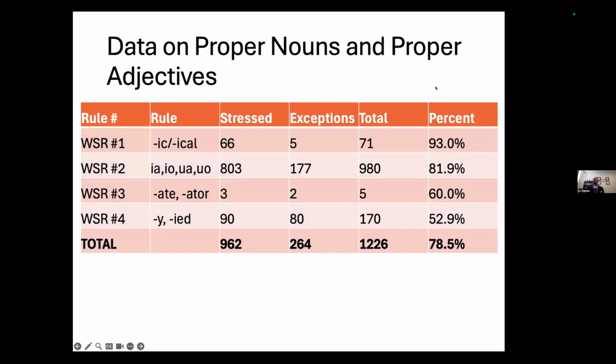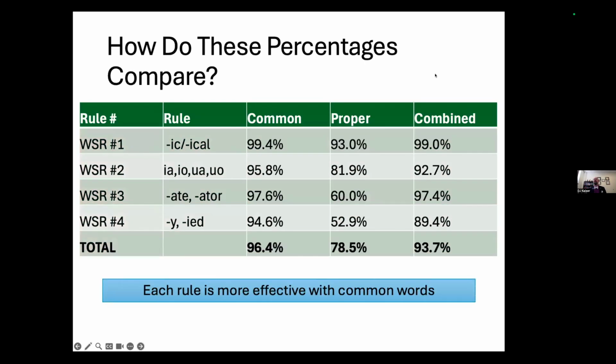Now let's take a look at this in contrast to proper nouns and proper adjectives. Now we see the efficacy of these word stress rules goes down overall to 78.5%. We see that the number of words is fewer, but considering we've got around 8,000 words, we've got 1,226 of these proper nouns and proper adjectives. So there's still a significant number of them. And we've got a low rate with word stress rule number 3, few words, and so word stress rules number 3 and 4, they're really not that effective. It's almost like 50-50, a bit above 50-50 of working. But having data just helps us look at these. And then we could just compare these.